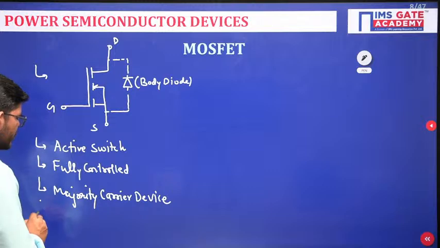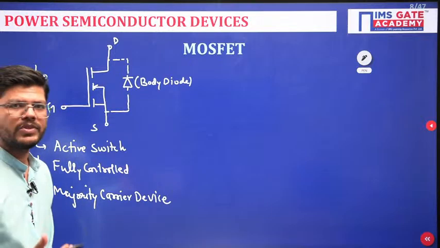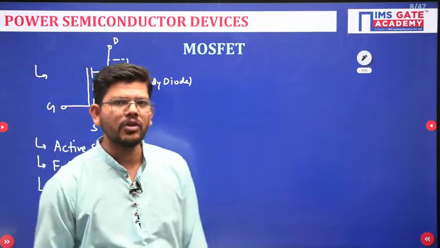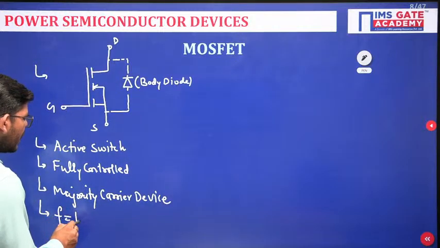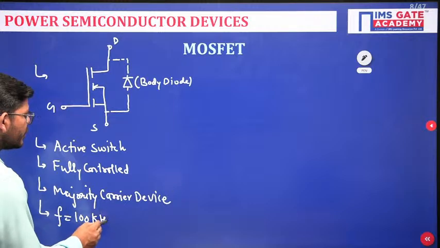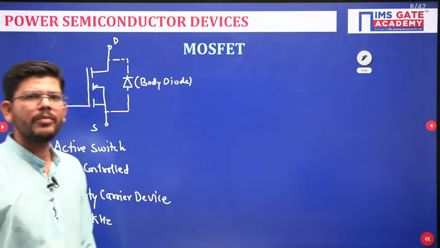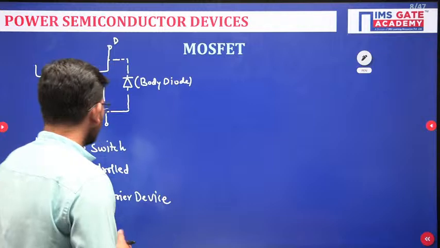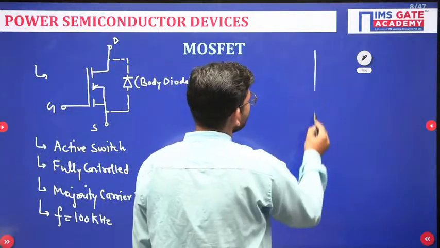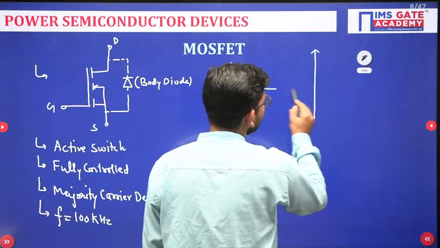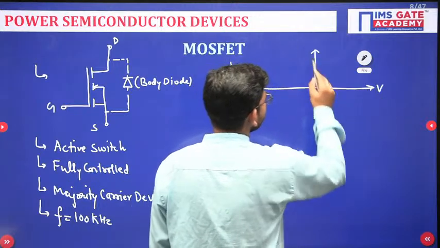Now since it is a majority carrier device, only one type of charge carrier has to be recovered during the turn off process. So it will give you a very high switching frequency. You can use this switch up to 100 kilohertz or beyond that frequency as well. When it comes to the switch realization, the MOSFET is also a transistor family device, so it will give you a switch realization like a transistor.